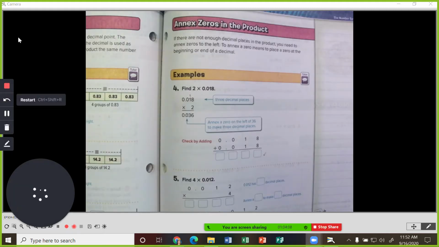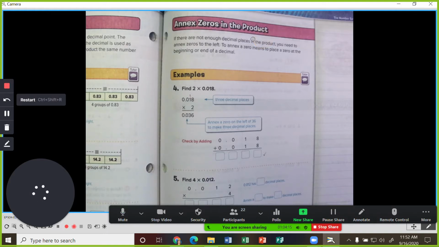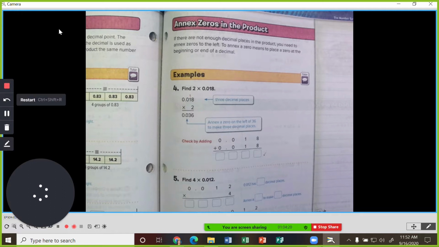Okay, so next we're looking at annexing zeros in the product. If there are not enough decimal places in the product, you need to annex zeros to the left. To annex a 0 means to place a 0 at the beginning or end of a decimal.